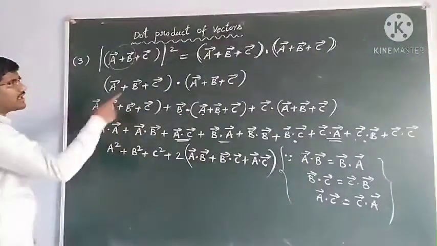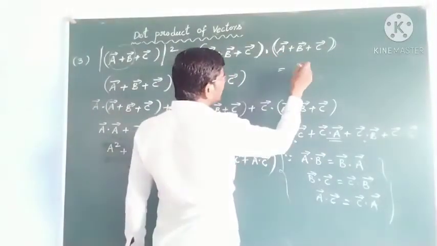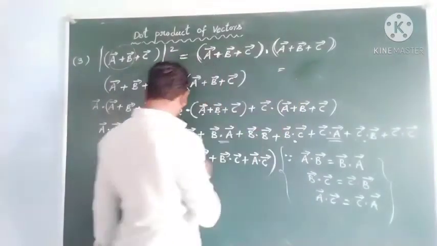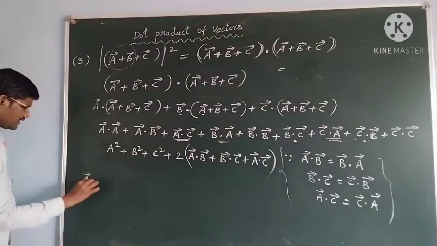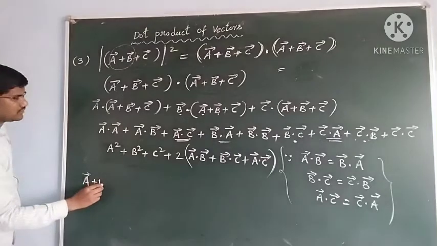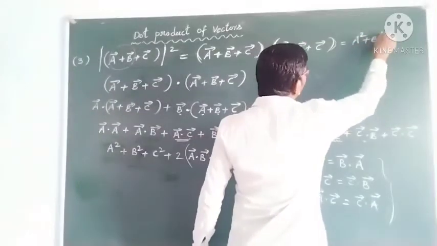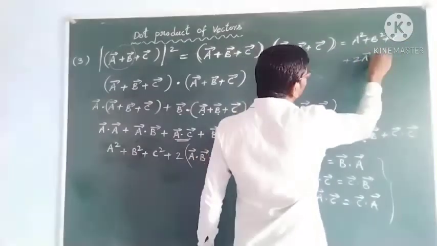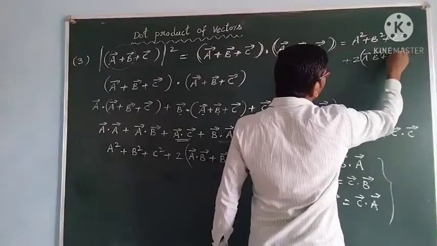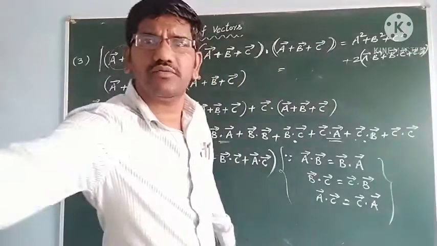Okay, that value we got as first vector magnitude square. So finally, see students, what do we get? The final result is: first vector magnitude square, the second vector magnitude square, the third vector magnitude square, plus 2 into a bar dot b bar, plus 2 into b dot c, plus c dot a bar. This is the result we are getting, students.